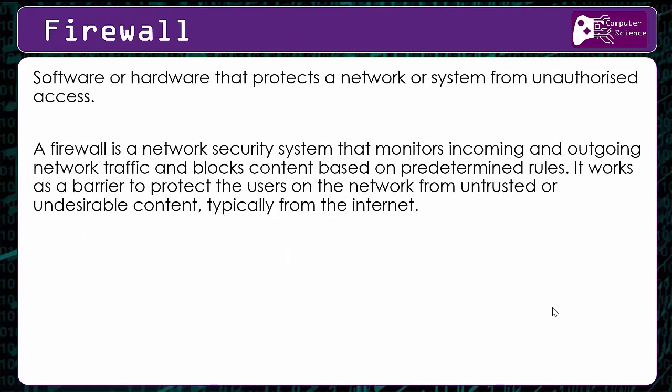A firewall, this is software or hardware that protects a network system from unauthorised access. So the firewall is network security that monitors incoming and outgoing network traffic, and it blocks them based on the content or a set of predetermined rules. It therefore acts as a barrier that protects the users of the network from untrusted or undesirable content, usually from the internet. So you'll all be familiar with the school's Smoothwall monitor. That's essentially our firewall that stops untrustworthy or undesirable websites being displayed in school.